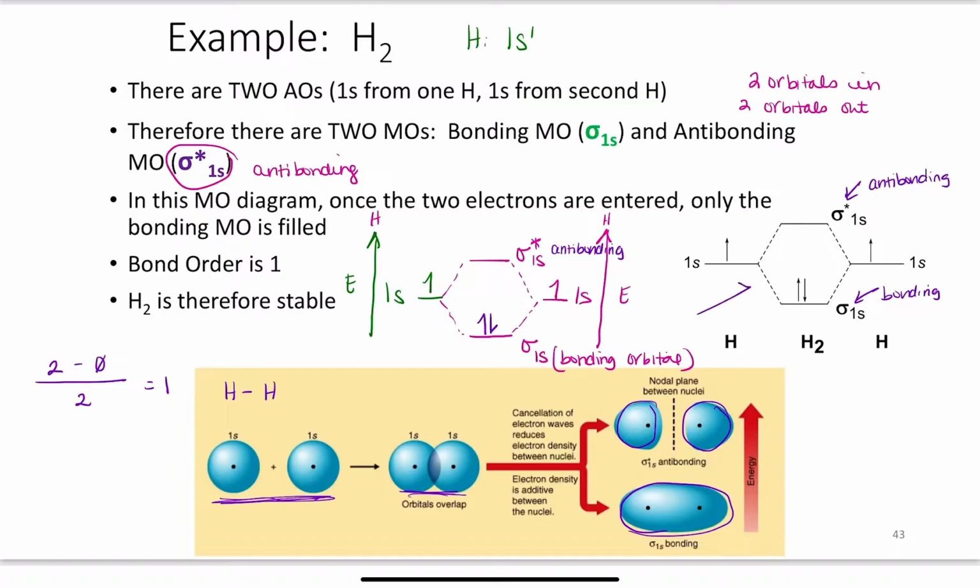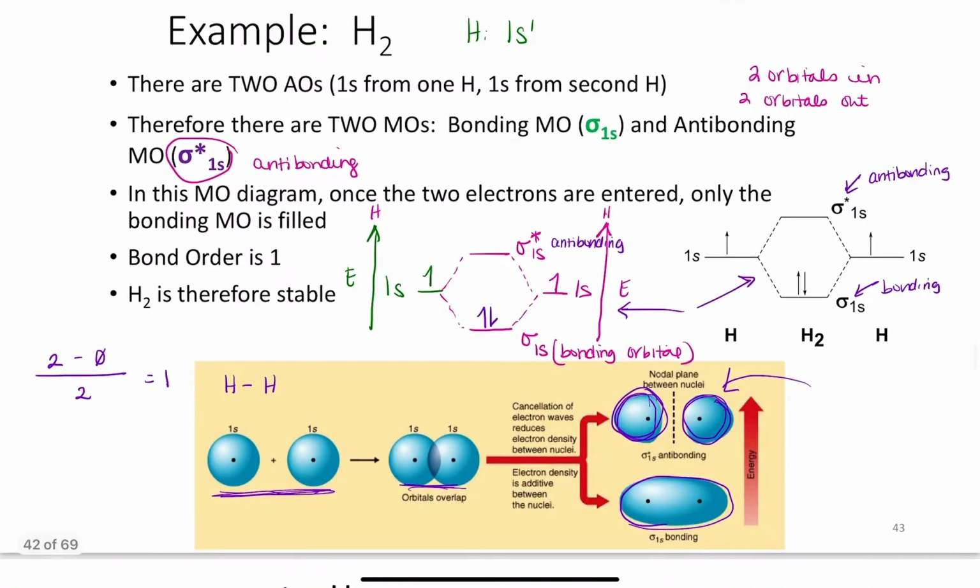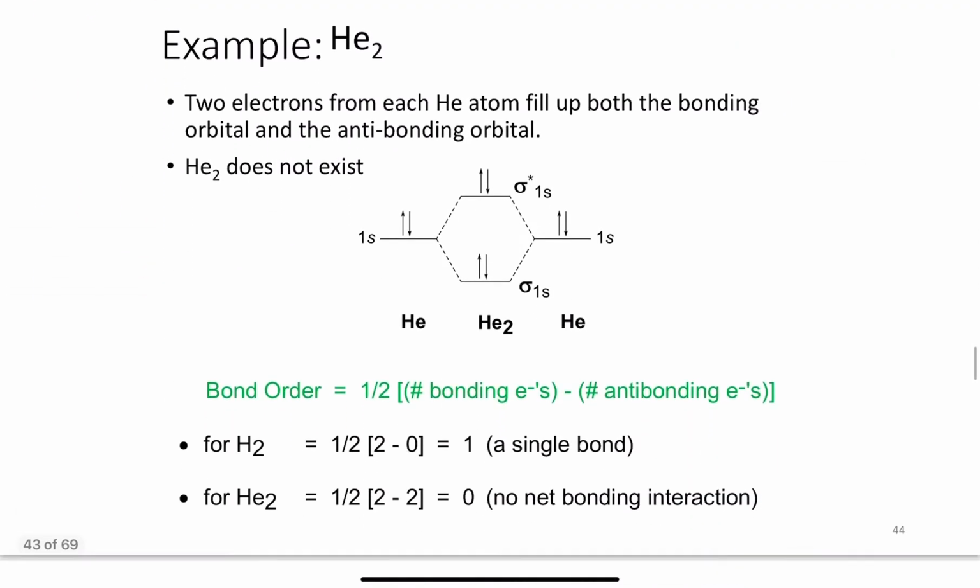You need to be able to draw these. You need to be able to understand this. The antibonding has a node between it. They are higher in energy. Doesn't mean we don't fill that up. Things can go there, yes.